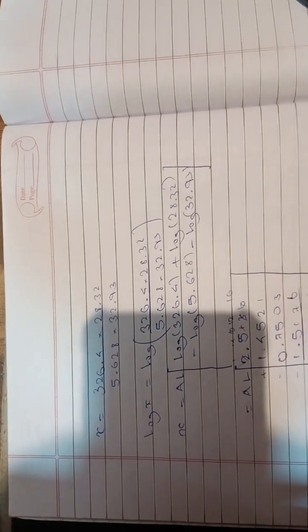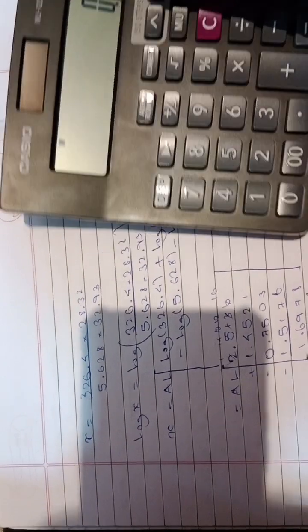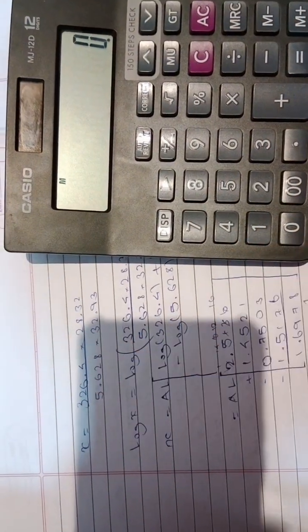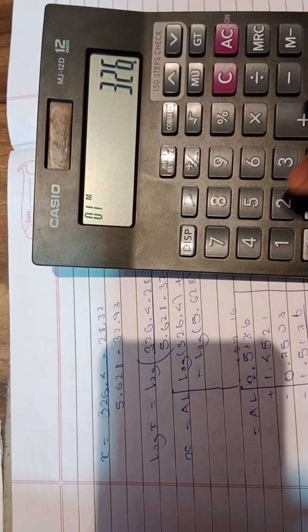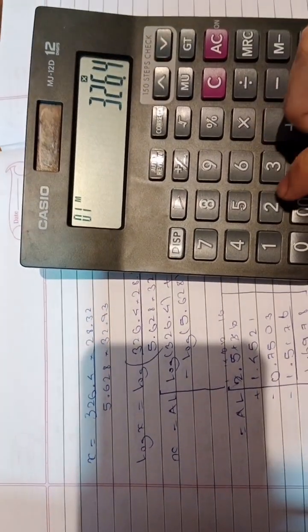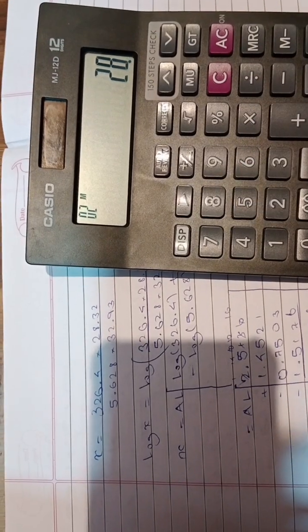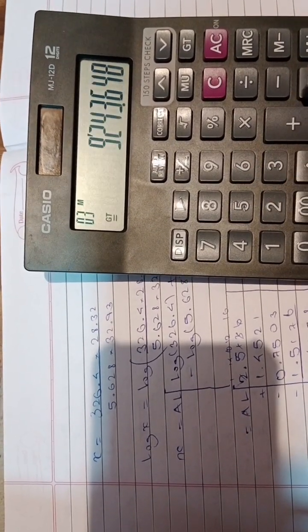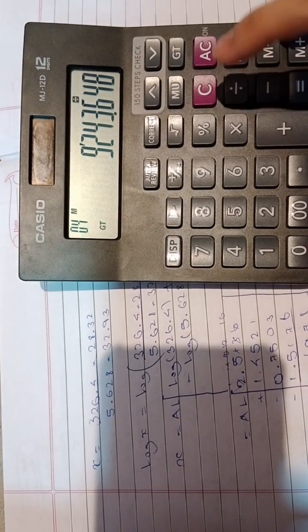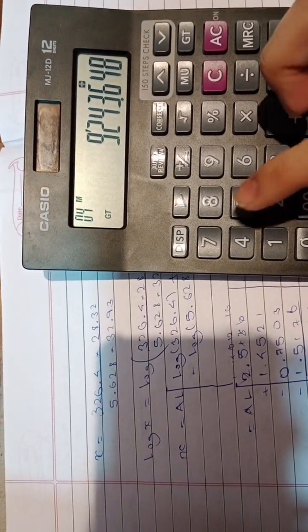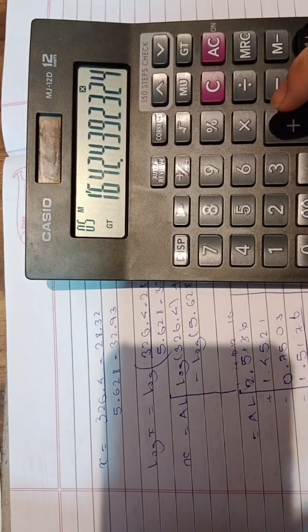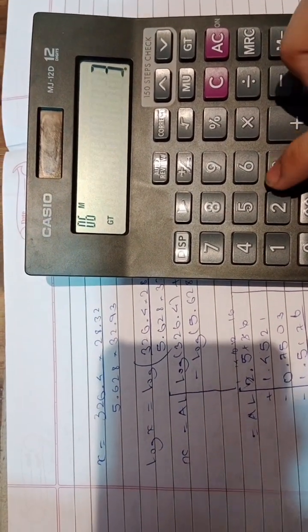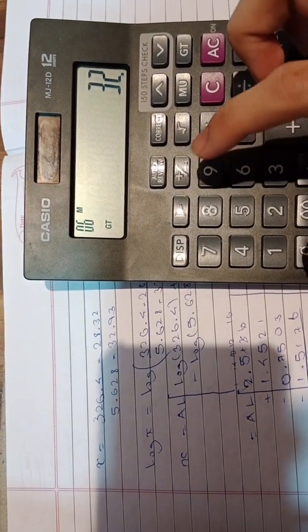49.86. Now let's confirm this with a calculator. Right, so I have a calculator right here. Now we'll multiply our original numbers. So that's 326.4 times 28.32 divided by 5.628 times 32.93.